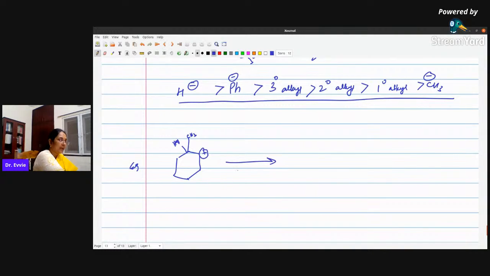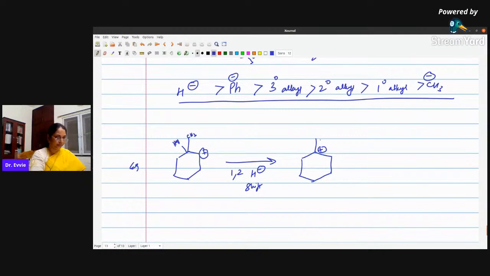So here what will happen? You will have a 1,2 H minus shift. Then you will have a positive charge. The hydrogen will move to that position. You will have a positive charge, so a tertiary carbocation. Okay, I hope it's clear.